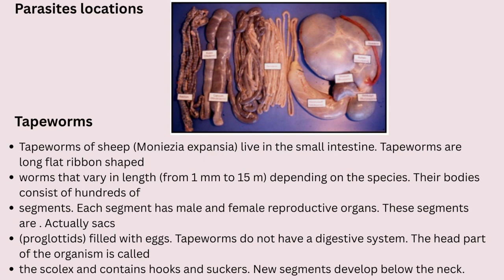These segments are actually sacs, proglottids, filled with eggs. Tapeworms do not have a digestive system. The head part of the organism is called the scolex and contains hooks and suckers. New segments develop below the neck.